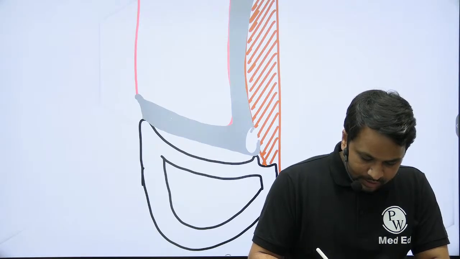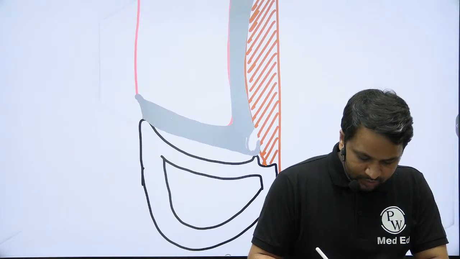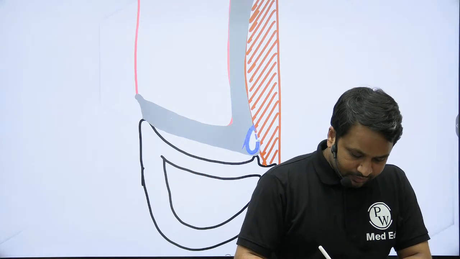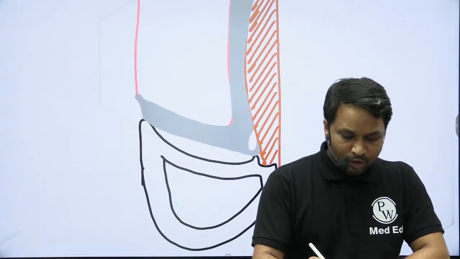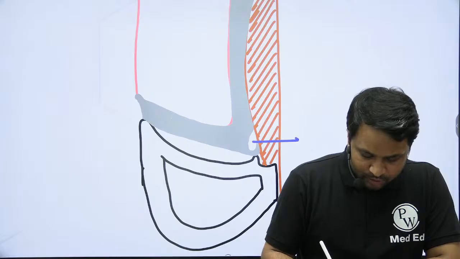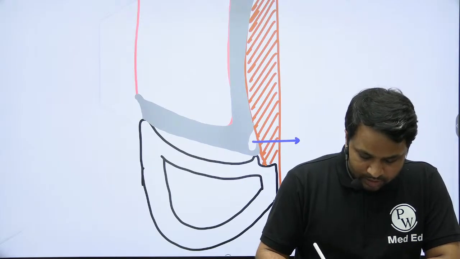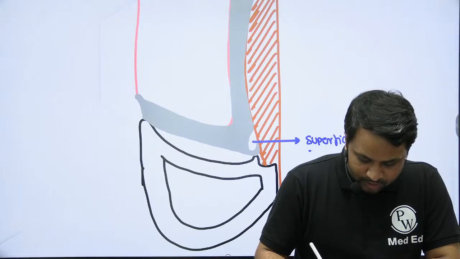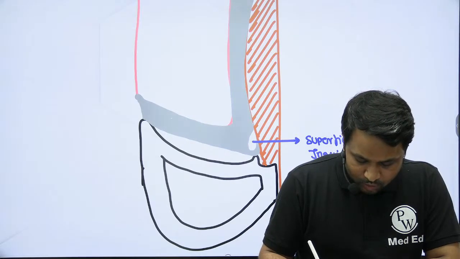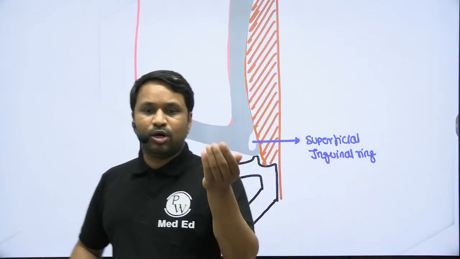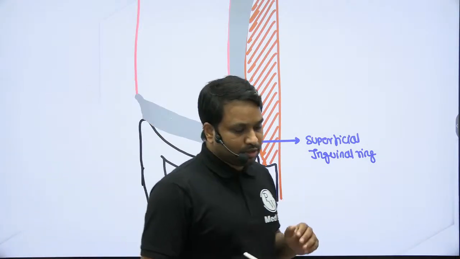Now as it attaches, it is going to flip on itself, so it's like turning on itself. It is going to rotate on itself. Now as it rotates on itself, it forms a small opening, and this opening is what we call the superficial inguinal ring. If they ask you what a superficial inguinal ring is, it is basically a small defect that is present in the external oblique aponeurosis.